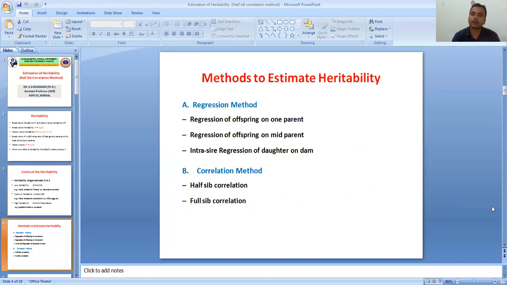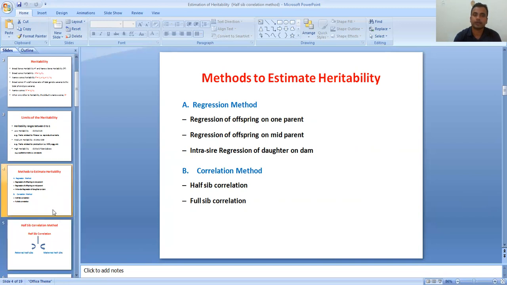When we are talking about different methods to estimate heritability, there are two important methods. One is regression methods, under that subtypes like regression of offspring on one parent, regression of offspring on the mid parent, and intra-sire regression of daughter on dam. And in the second method, correlation methods, there are two important ones: half-sib correlation and full-sib correlation methods.